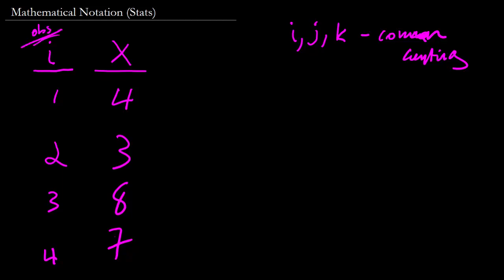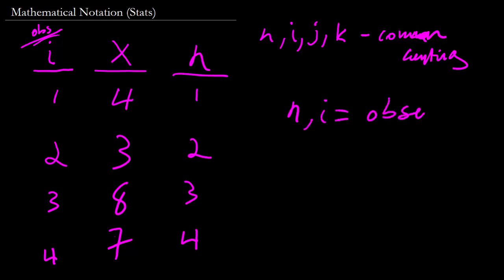We often will also use the letter N, where the first N is number 1 and the second N is number 2. Let me put N over here as well. N3, N4. N is often an observation. I is often the observation that we are interested in. So I could turn around and say, hey, what is X sub I, where I is equal to 4?